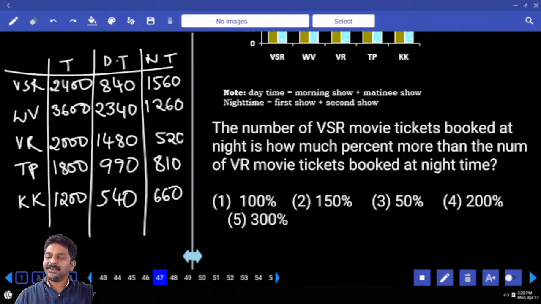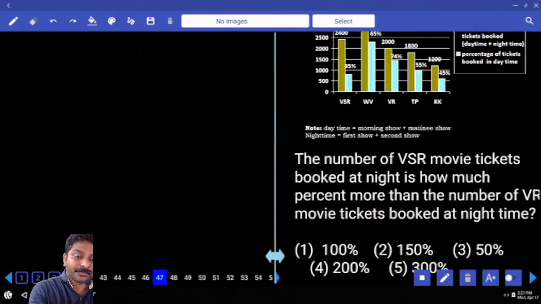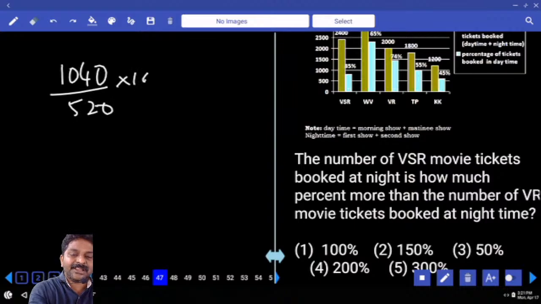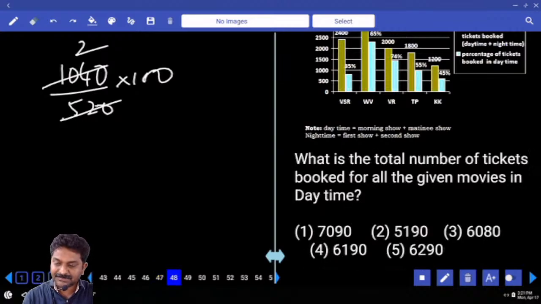The number of BSR movie tickets booked in night time, 1560, is how much percent more than the number of VR movie tickets booked in the night time? Okay, right. So now 1560 is what percentage more than 520? That's the question. Agreed or not? 1040 more upon 520 into 100. Exactly 2 times. So the answer is 200%.